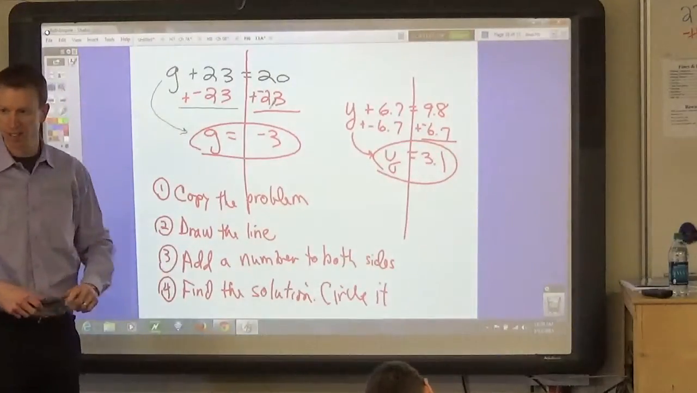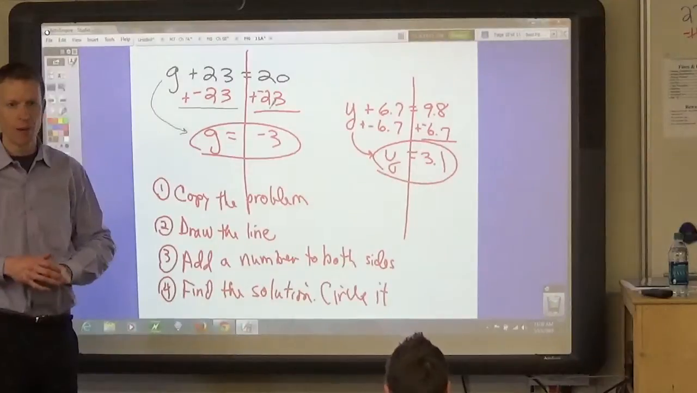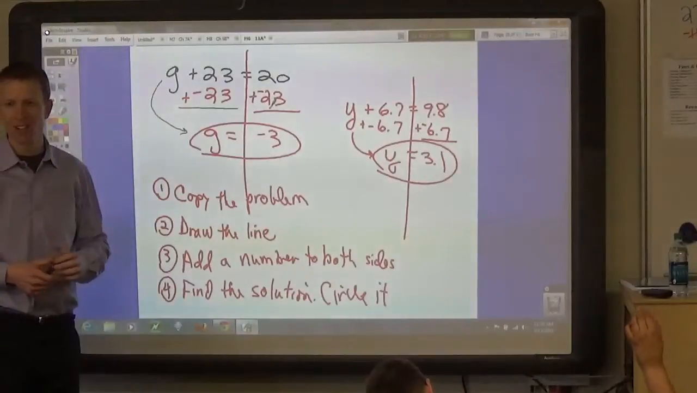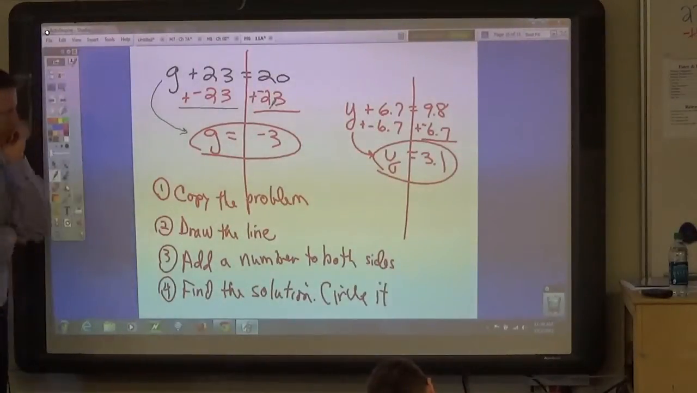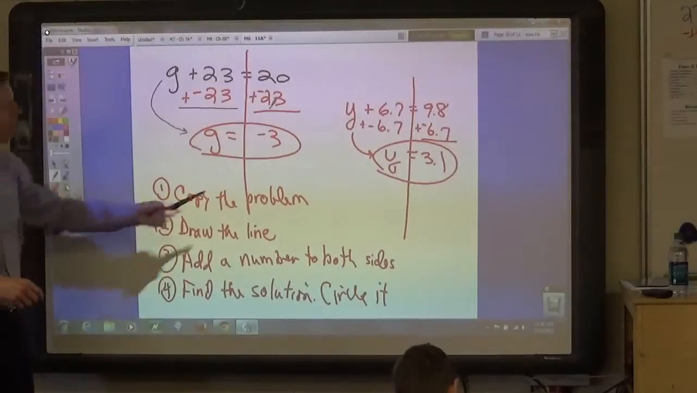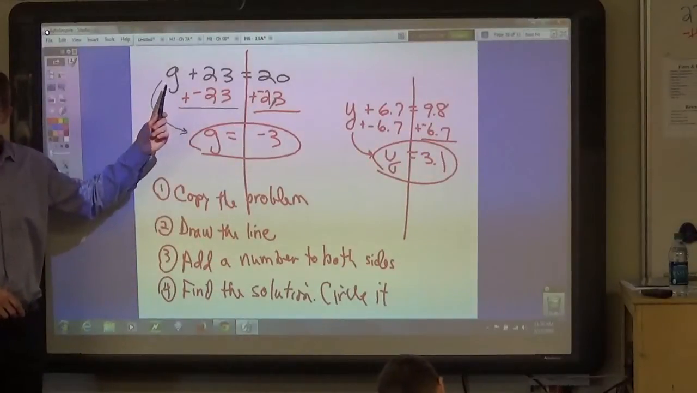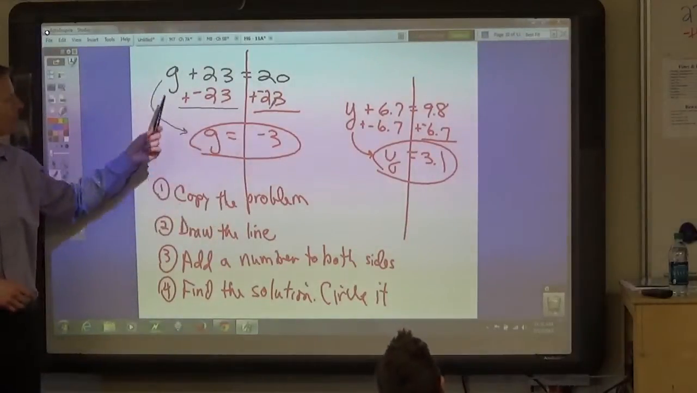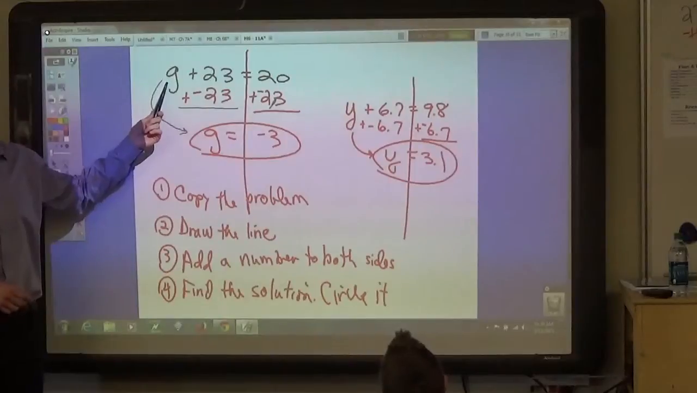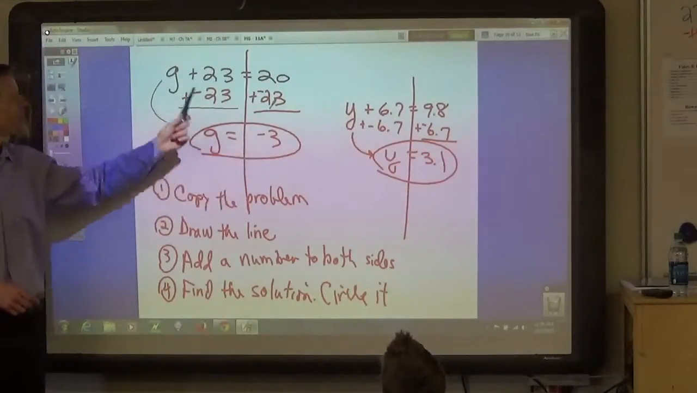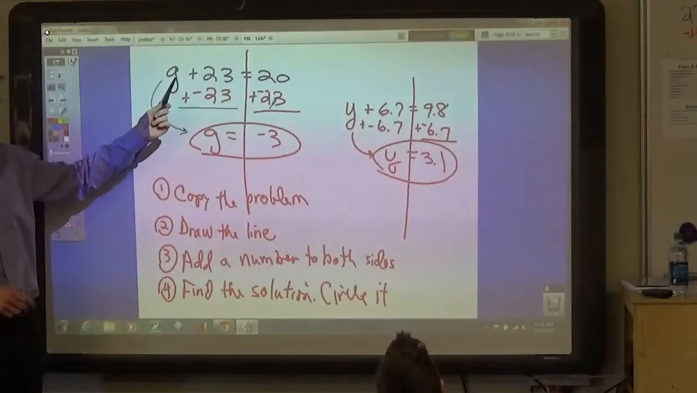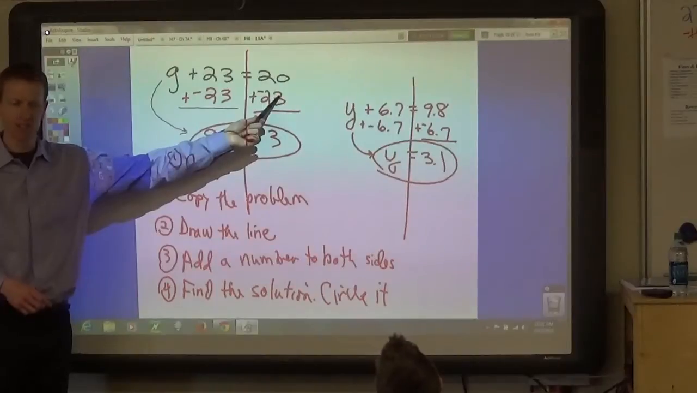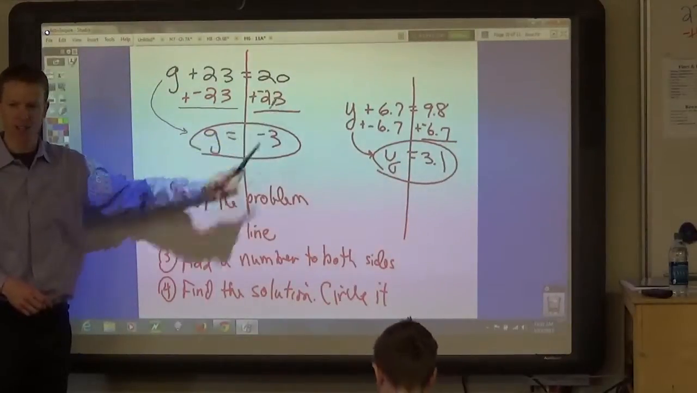Now, how could we check it? Who remembers how to check the solution? Merlin? You replace what you found for your solution, and you add those two and so you get your answer. Right. Replace the solution into the original spot of the variable. Negative 3 plus 23 is 20. Is that true? Yeah, that's true. So you got the right answer. Okay?